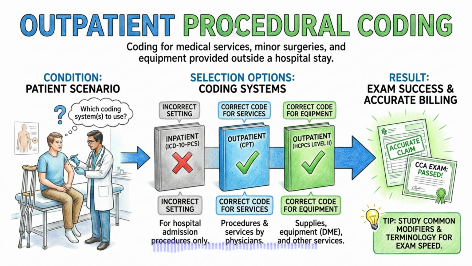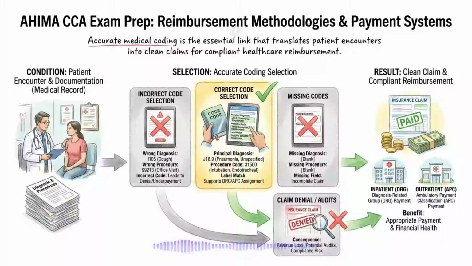Moving into Section 4, we will connect the codes you assign to the financial side of healthcare by exploring reimbursement methodologies and payment systems. You will discover exactly how accurate coding directly impacts provider reimbursement and healthcare revenue cycles. We will break down complex payment models used by Medicare and commercial insurance companies, including diagnosis-related groups for inpatients and ambulatory payment classifications for outpatients.